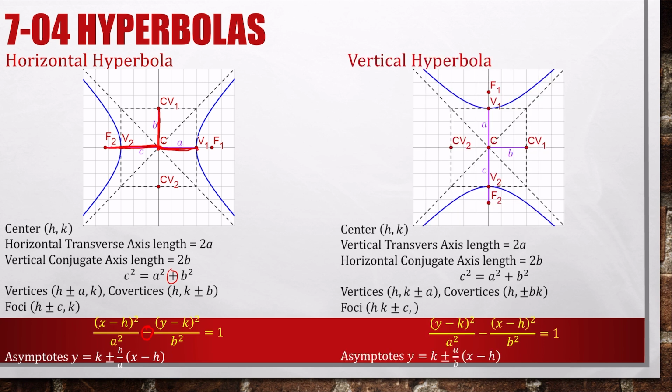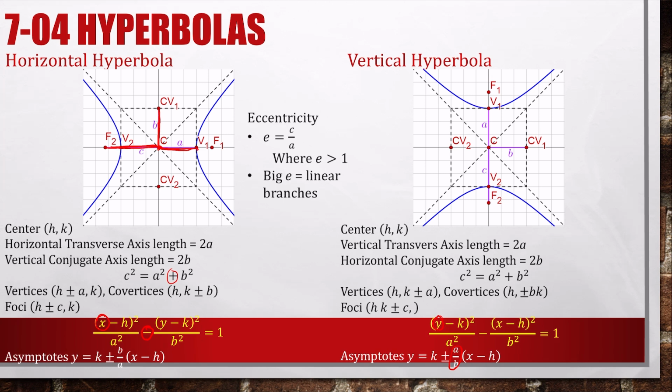For a vertical hyperbola, it's pretty much the same thing. This time, though, the y comes first and not the x in the equation. So in our equation, when x comes first, it is horizontal. When y comes first, it is vertical, and that is determined by the subtracting. And for the asymptotes, the a and the b have been flipped.